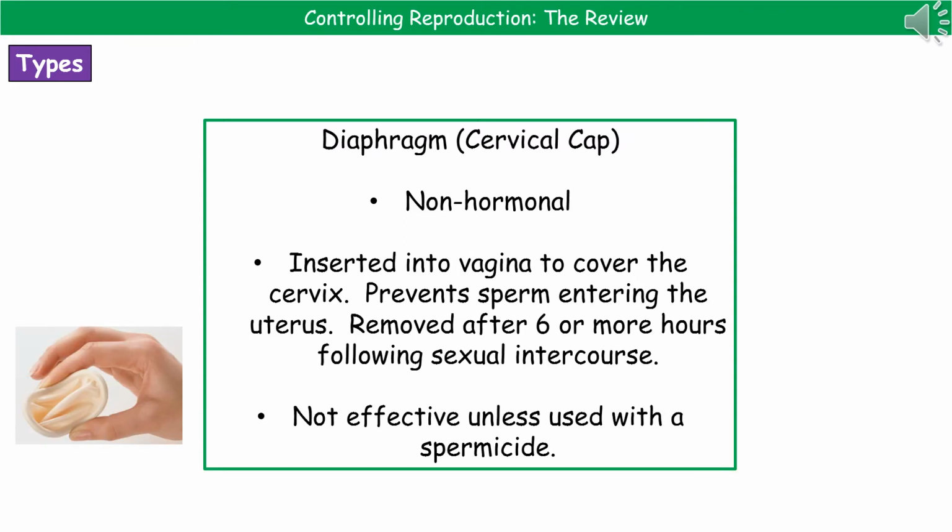Second type is the diaphragm or cervical cap, which you can see on the left there. Again, this is a barrier method, it's non-hormonal, and it's inserted into the vagina to cover the cervix, which then prevents sperm actually entering the uterus. The diaphragm itself will be removed after 6 or more hours following sexual intercourse, but the downside to this is it's not effective unless it's used with the spermicide to actually kill the sperm.